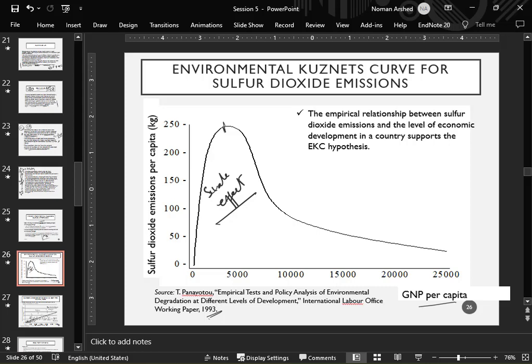So the empirical relationship between sulfur dioxide emissions and the level of economic development of countries supports the EKC hypothesis, because it has made an almost inverted U shape. After a certain level of income, they are rich enough to be aware that they should buy things that are environmentally beneficial. So they will eventually buy things that are good for the environment, and it will gradually reduce the sulfur dioxide in the environment. So this is one of the empirical evidence of the environmental Kuznets curve.